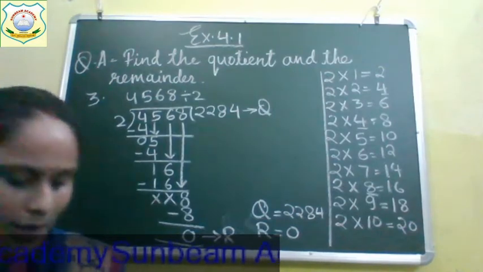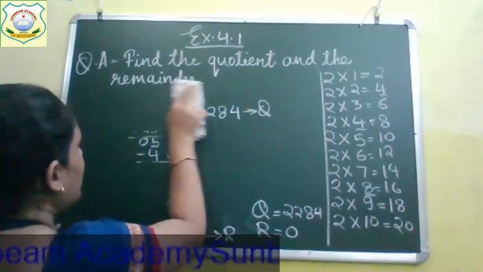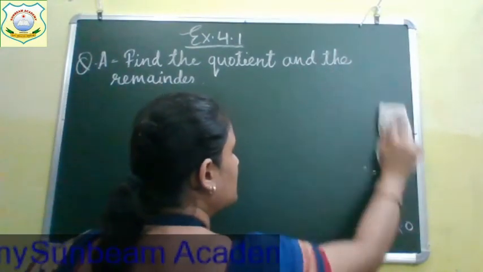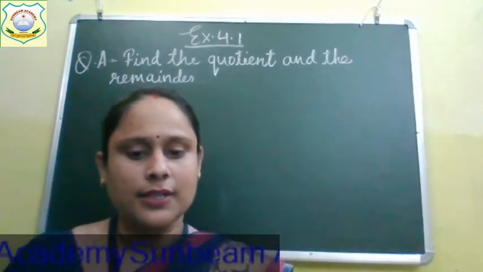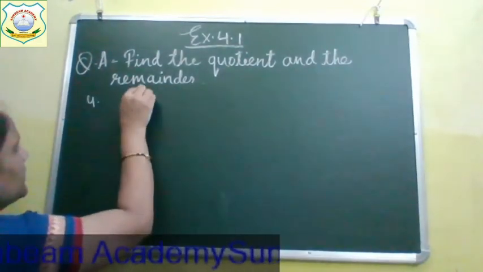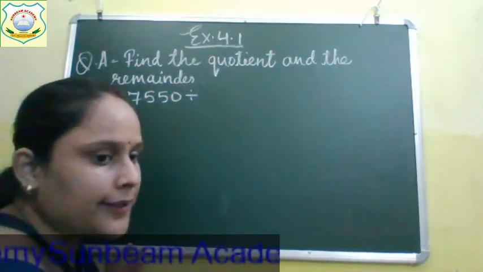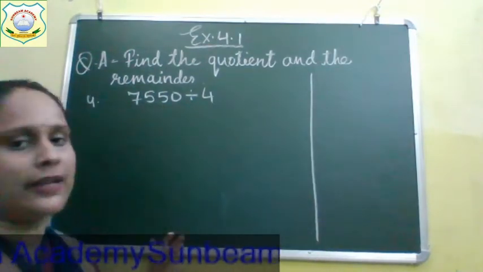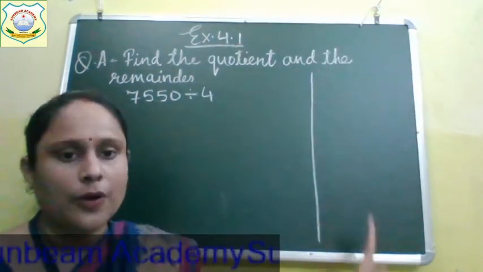Now I hope you all have completed it. Now just see the next question, everyone. See the next question now. See the next question. Your next question is 7550 divided by 4. Children, at the side of your notebook, you draw a line with scale and pencil. Make use of scale and pencil for drawing this line.